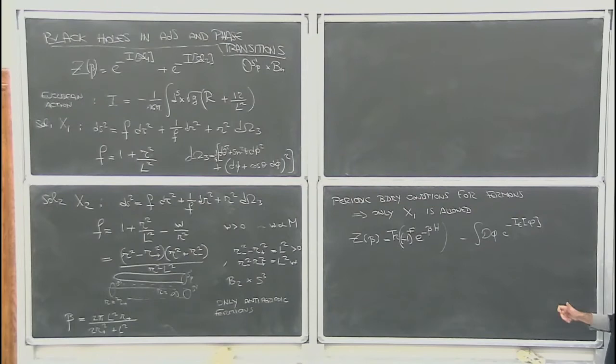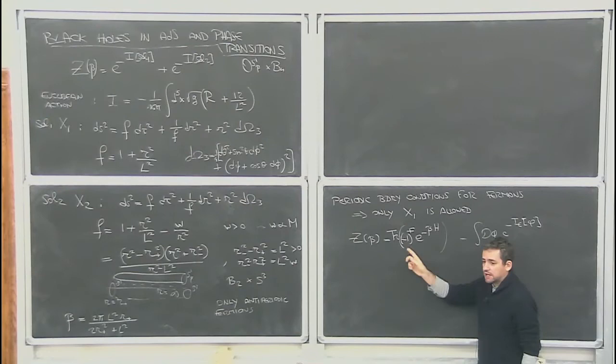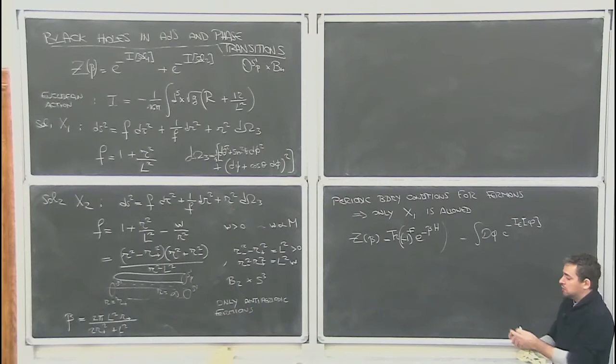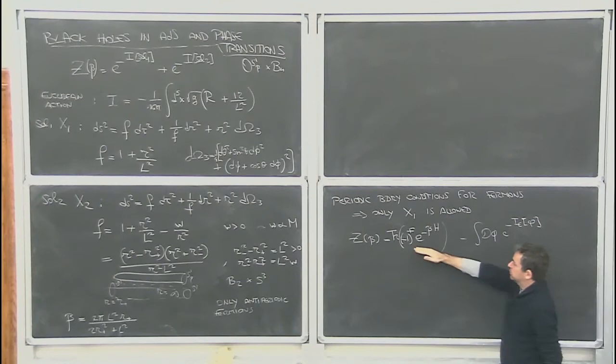But if we can decide ourselves, in this case it's possible, in other cases it may not be possible, we instead take periodic boundary conditions for the fermions as well. We do the same, we exchange the operators here, but at the same time we introduce an extra sign so that we offset the minus one that we get. And so this is the partition function that we will be computing.